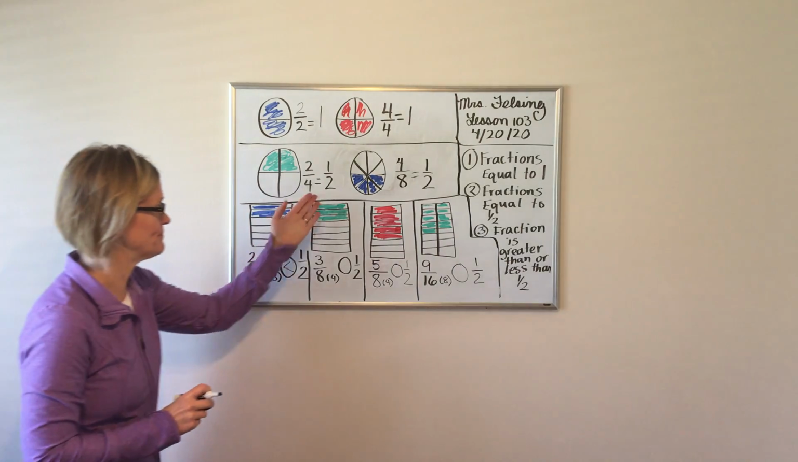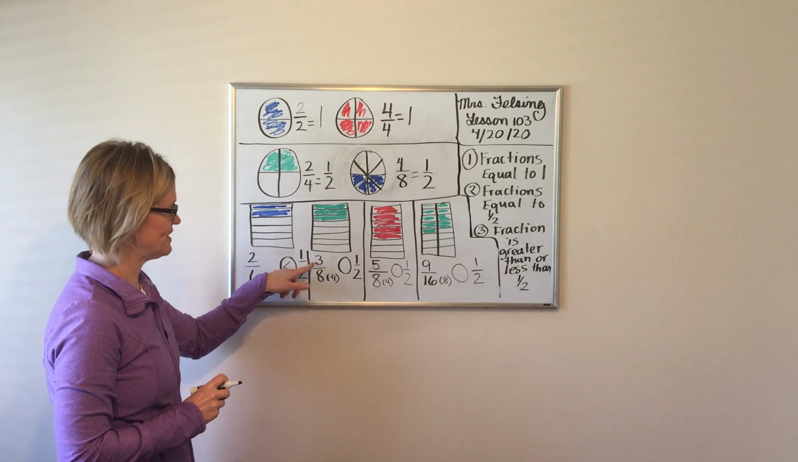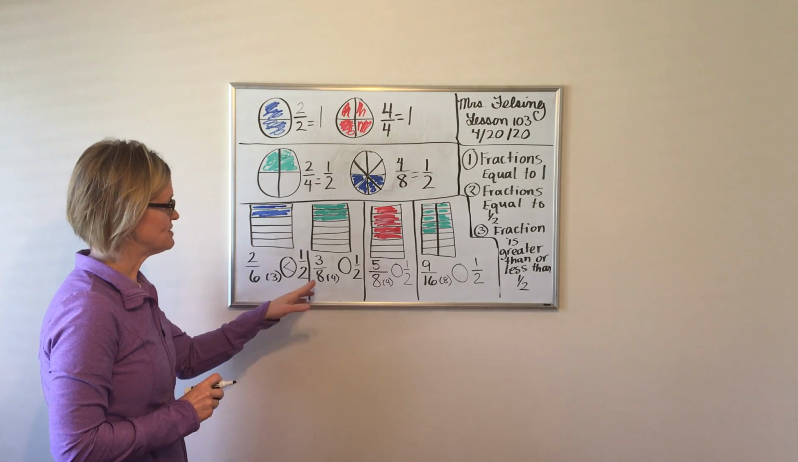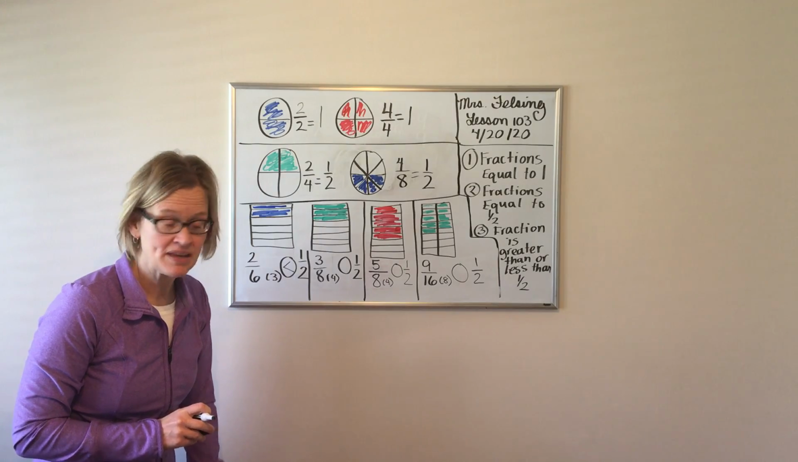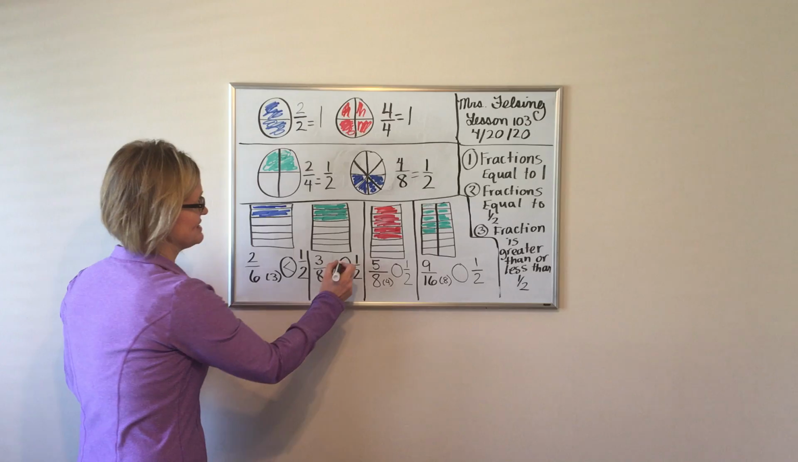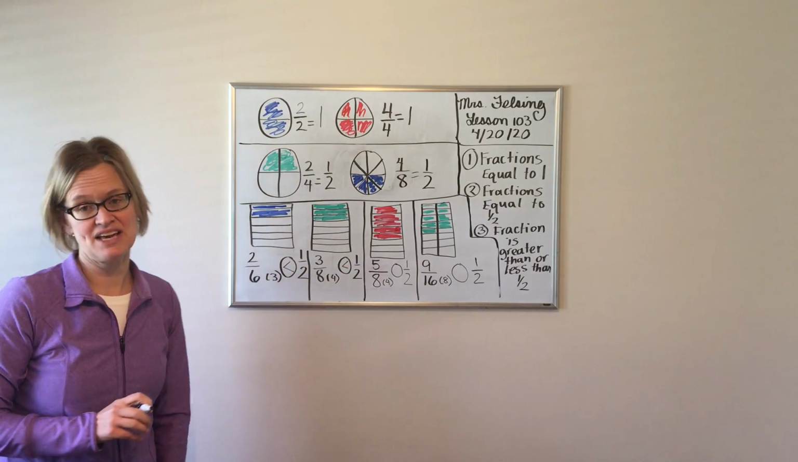So let's go to the next one. This is divided into 8 sections. 3 are colored in, so your denominator is 8, your numerator is 3. You take a look. What is half of 8? Half of 8 is 4. So is 3 less than 4 or greater than 4? 3 is less than 4. So your answer would be less than 1/2.